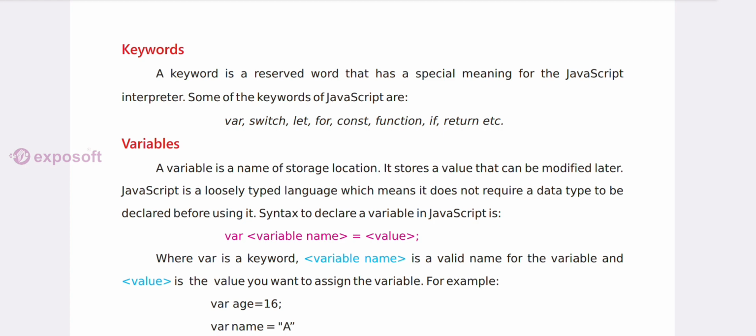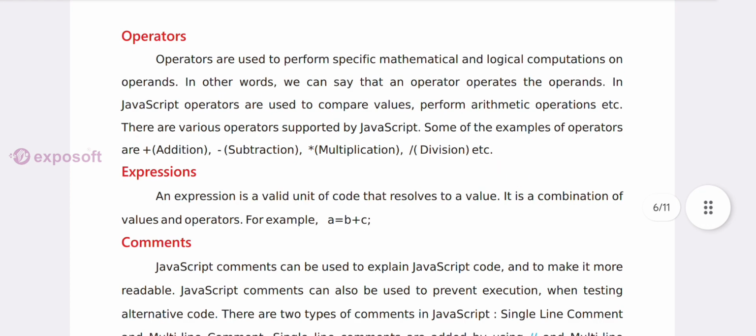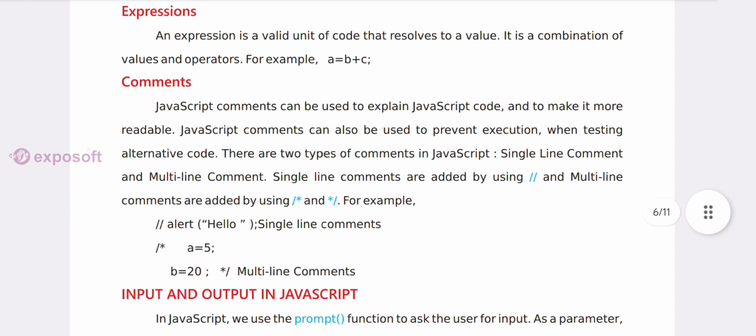Variables. A variable is a name of storage location. It stores a value that can be modified later. Operators. Operators are used to perform specific mathematical and logical computations on operands. Expressions. An expression is a valid unit of code that results to a value. Comments. JavaScript comments can be used to explain JavaScript code and to make it more readable.